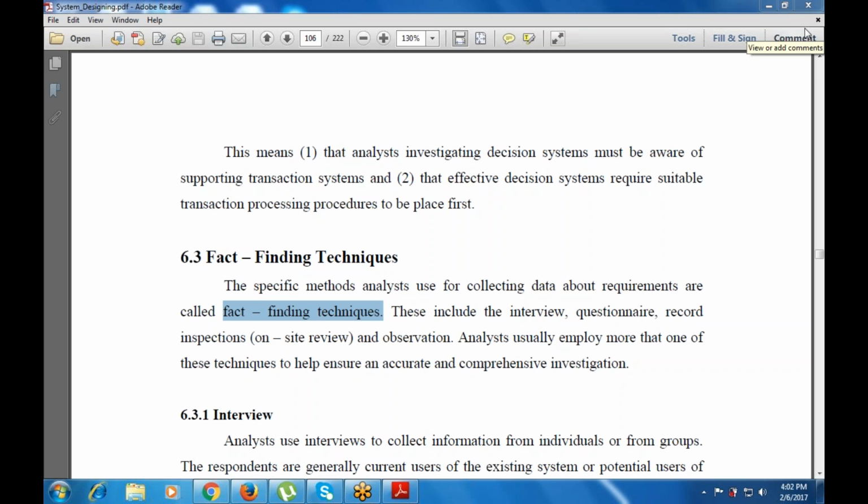The analyst usually employs more than one of these techniques to help ensure an accurate and comprehensive investigation, so that there is a perfect investigation going on. This includes questionnaires, interviews, on-site visits, and observations.